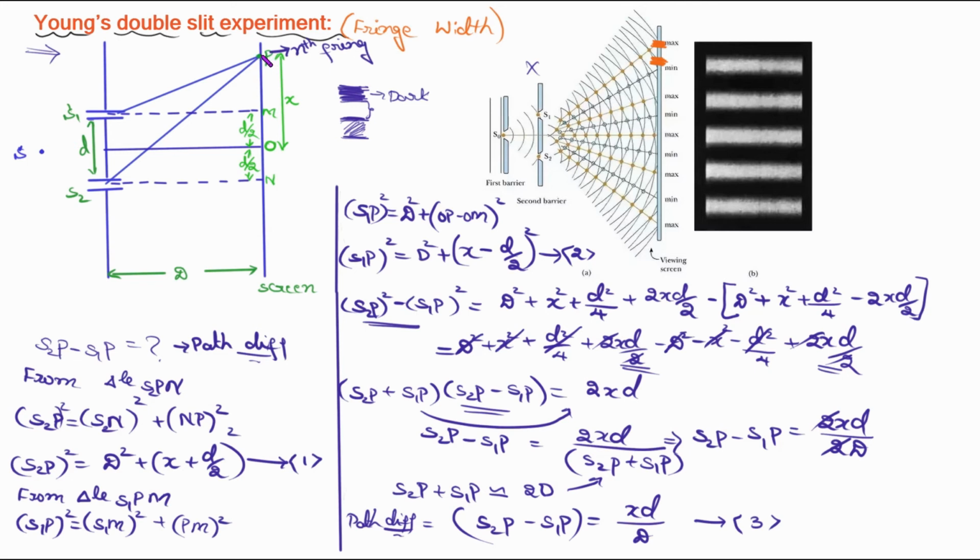When does a bright fringe come? When constructive interference takes place. When two waves with phase coincide, then you will get a bright fringe. When does a dark band come? When destructive interference occurs. So let us assume here we have got a bright band. And we cannot write a particular number for it, so generally we assume that the nth band has come.